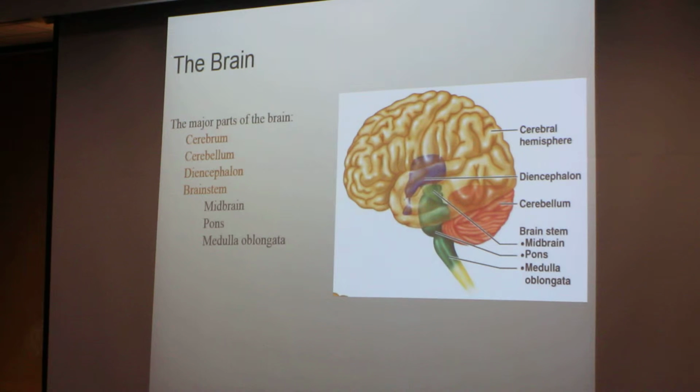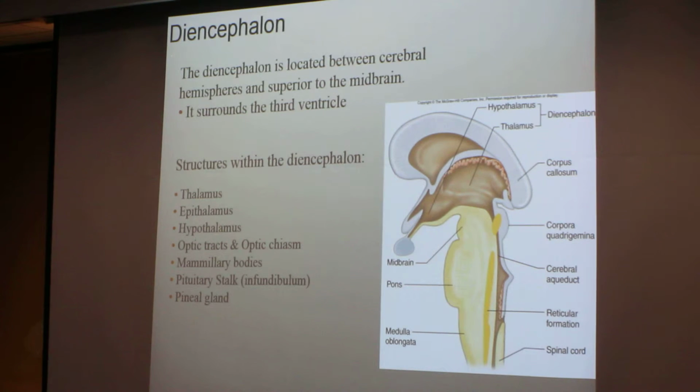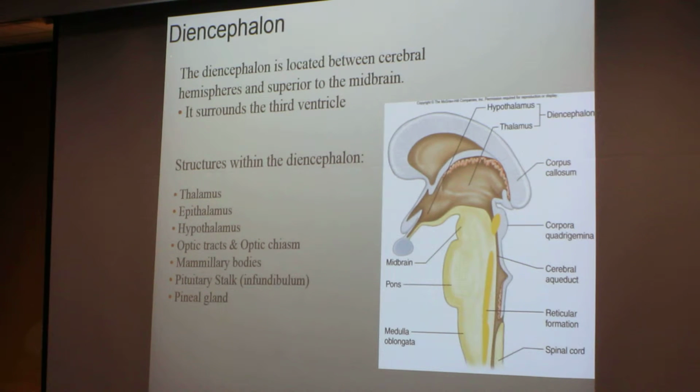Diencephalon is the third part, and it's located between the cerebral hemispheres and superior to the midbrain. It's around the third ventricle. The diencephalon has many structures, like the thalamus, and the most important ones are the pituitary gland, thalamus, and hypothalamus.